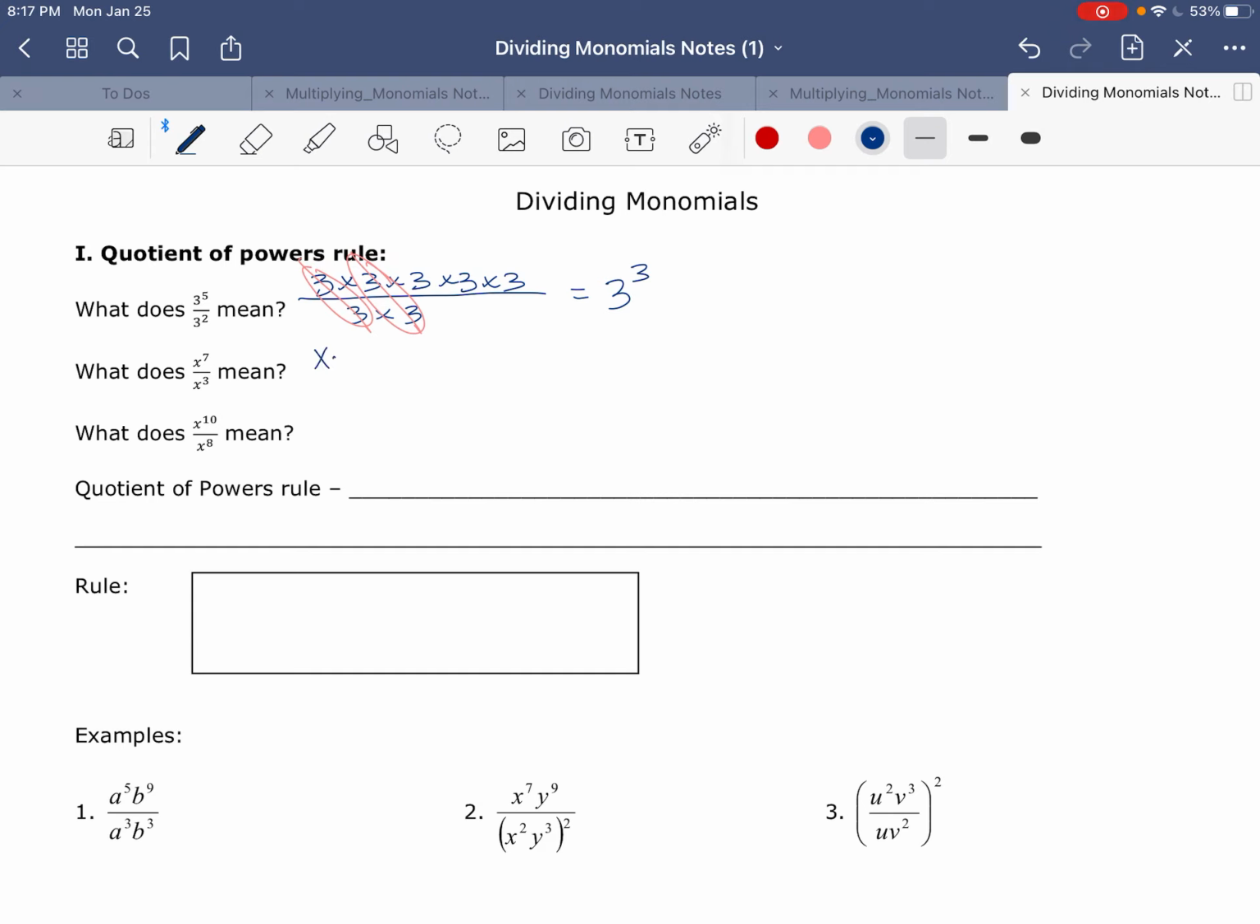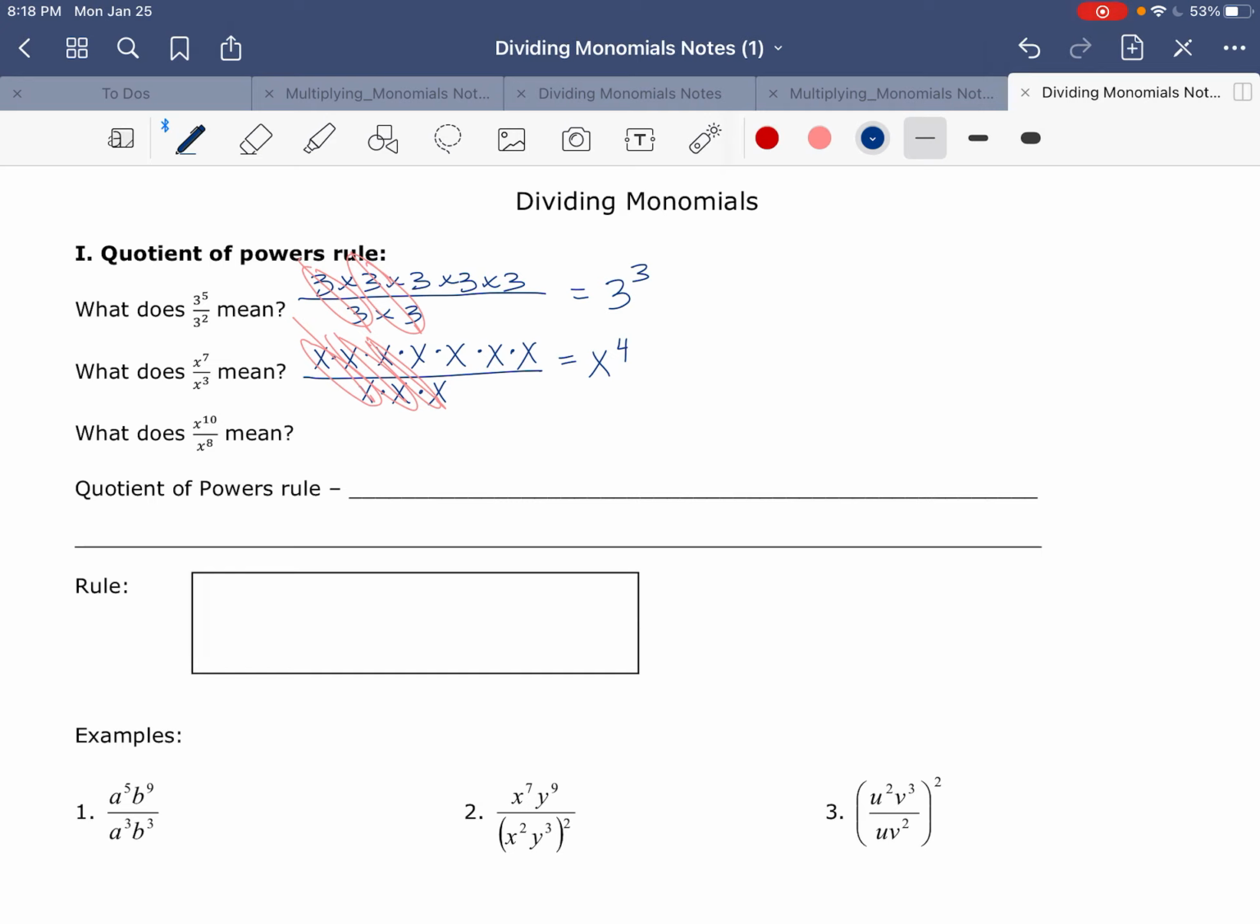So x to the 7th means x times itself 7 times, all over x cubed, which is x times itself 3 times. And again, anything divided by itself is 1. So this x divided by x is 1. This one is 1, as well as this one. Which leaves me with x times x times x times x in the numerator. So x to the power of 4.